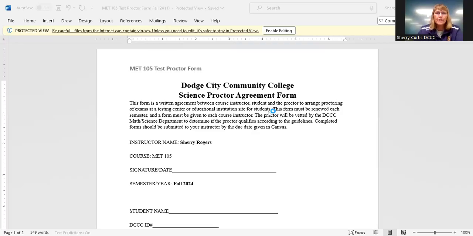All right, so on the form, my name, the semester, the course, it gives you the proctor information, and then the part you need to fill out. Your name, your ID, phone, email, signature, date. And then this section has to be filled out by the proctor. So you need to go to your proctor, you need to have them fill it out, sign it, date it, and you can just upload it. It is actually an assignment worth 5 points.